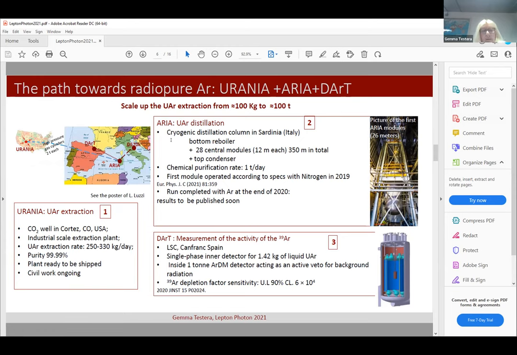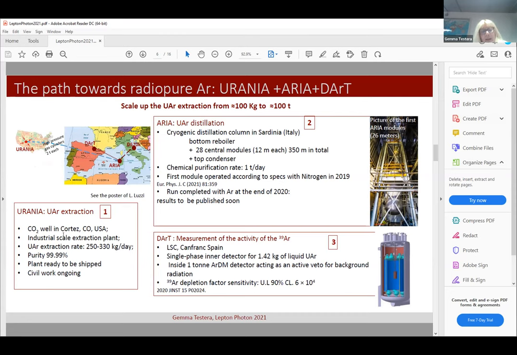And this is obtained by the combination of three facilities, which are Urania, ARIA, and DART, that perform the extraction with an industrial plant able to run at a level of 300 kilos per day, so able to reach 100 tons in a reasonable number of months.